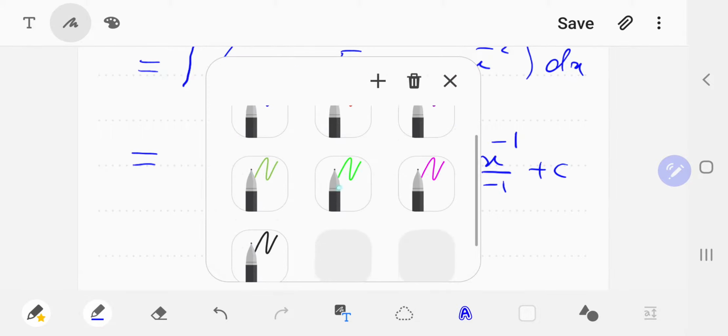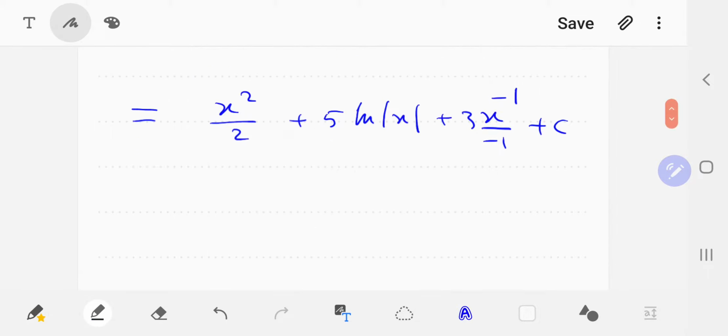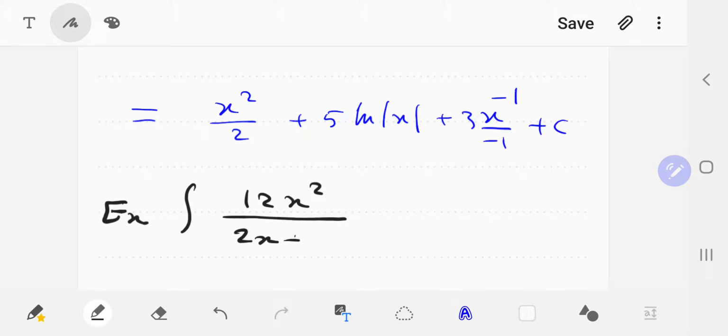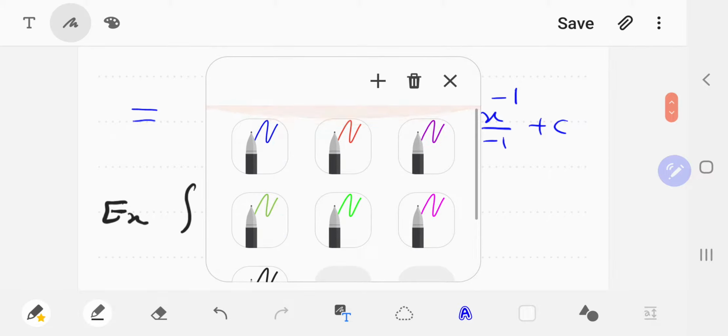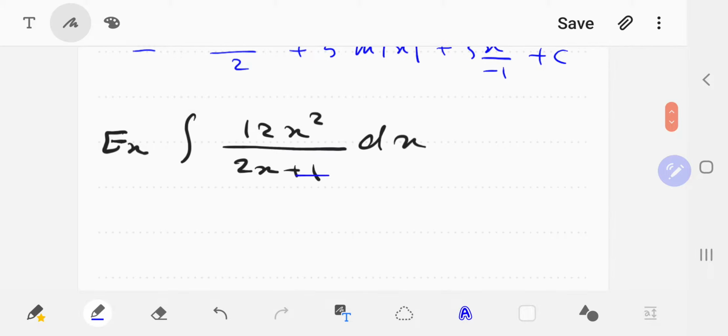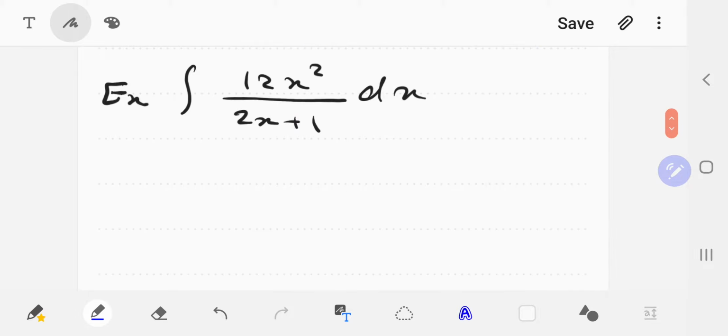The second idea is, let's say, example, integration of 12x squared over 2x plus 1, depending on x. Well, this one is a little bit different. In this case, I cannot distribute the denominator. So what can I do? We notice that the power of numerator is still greater than the power of denominator, which means I can use long division. So let's do long division.